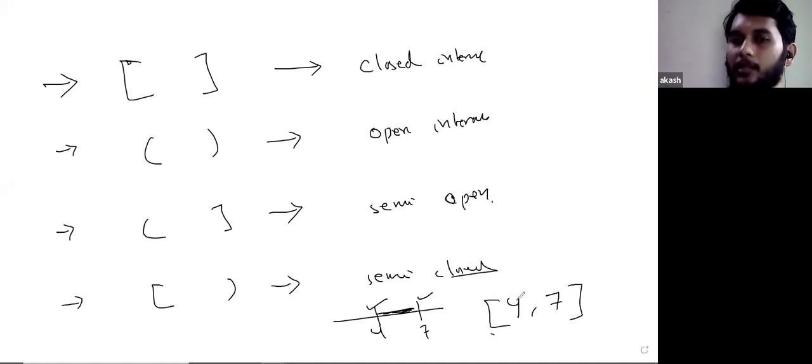If you write in square brackets, that means 4 also, 4 to 7 all numbers, and 7 also. But if I write 4, 7 in open brackets, then what will happen? All the numbers from 4 to 7, but we cannot add 4 and 7 in this solution. They are excluded. All right. I hope this is clear.